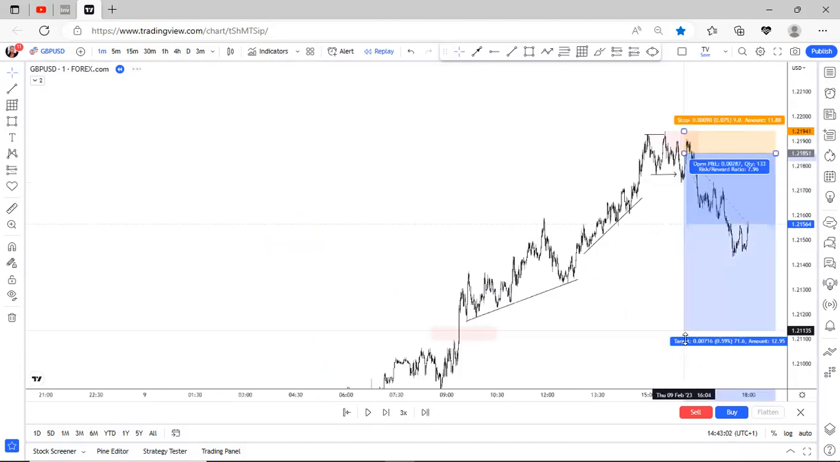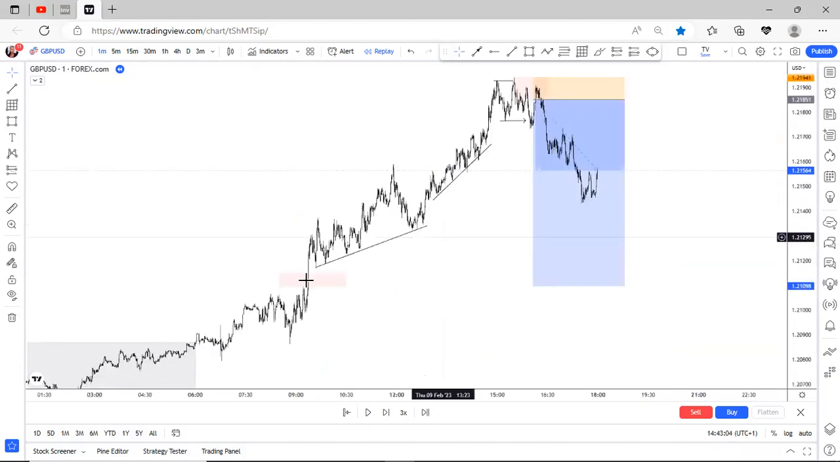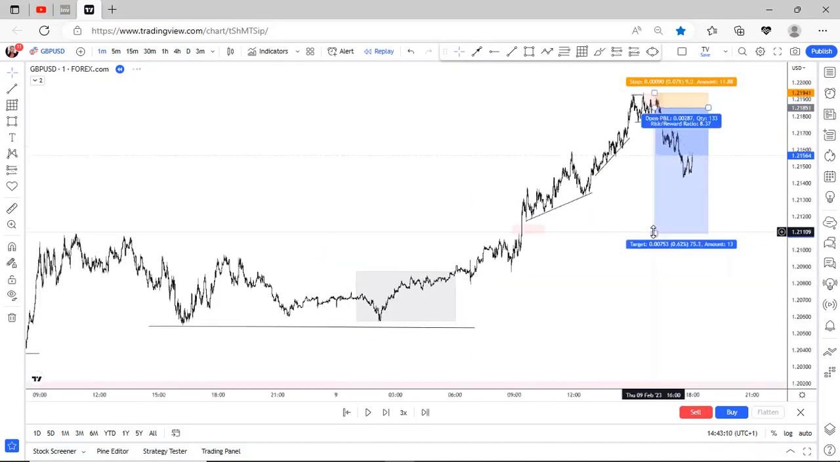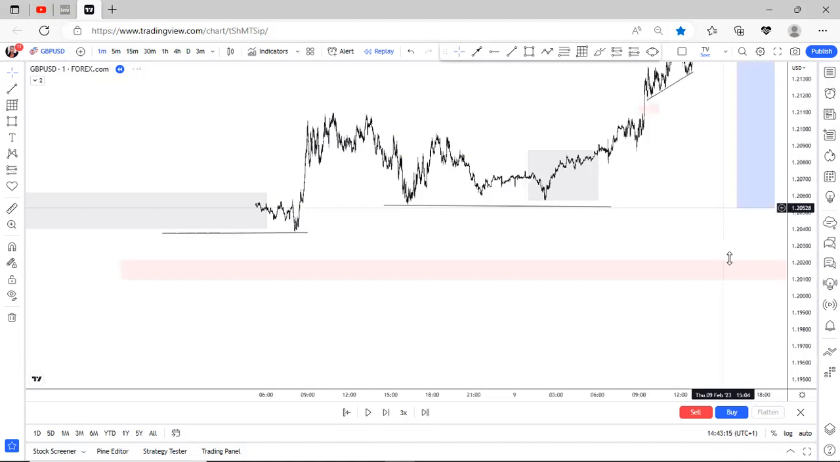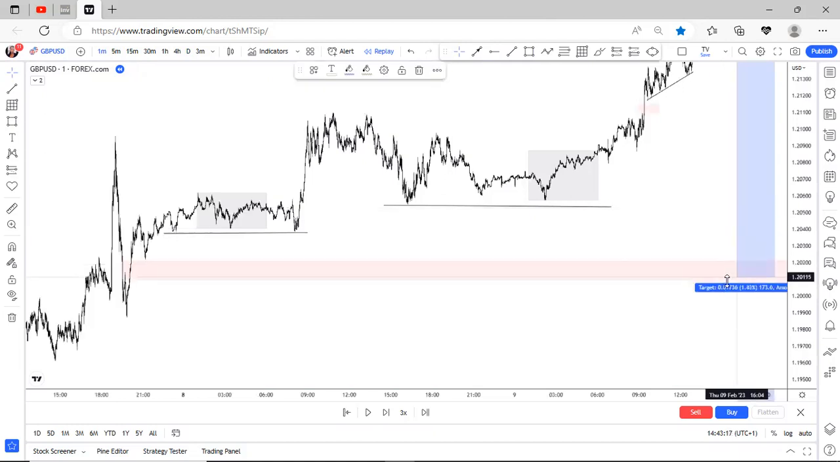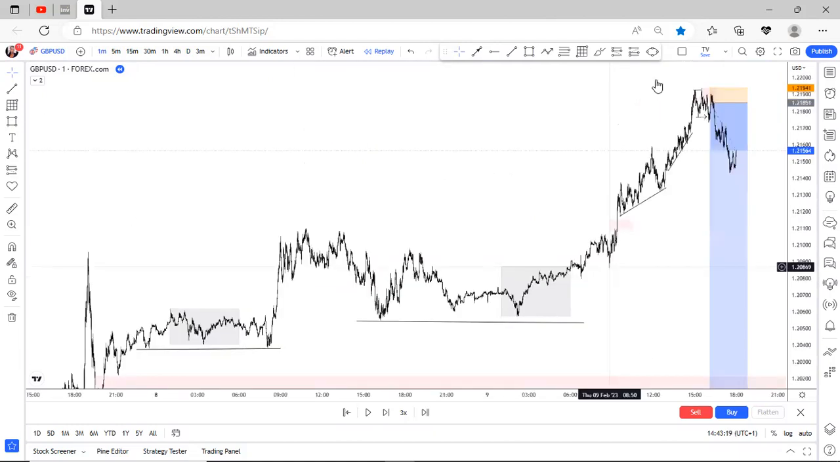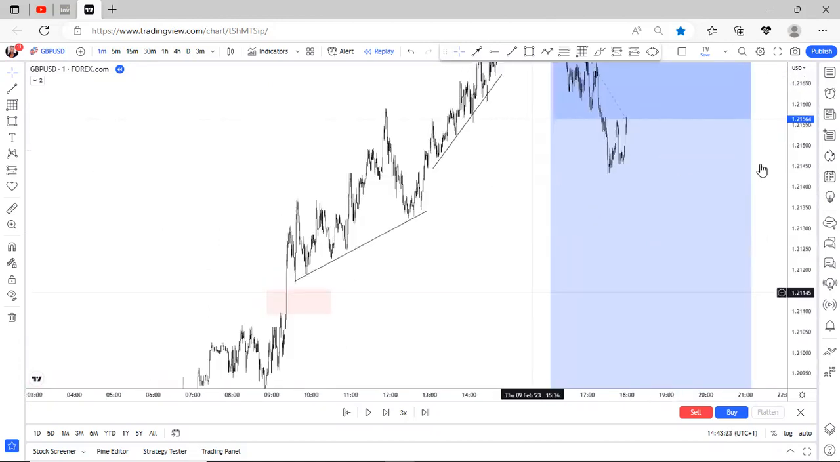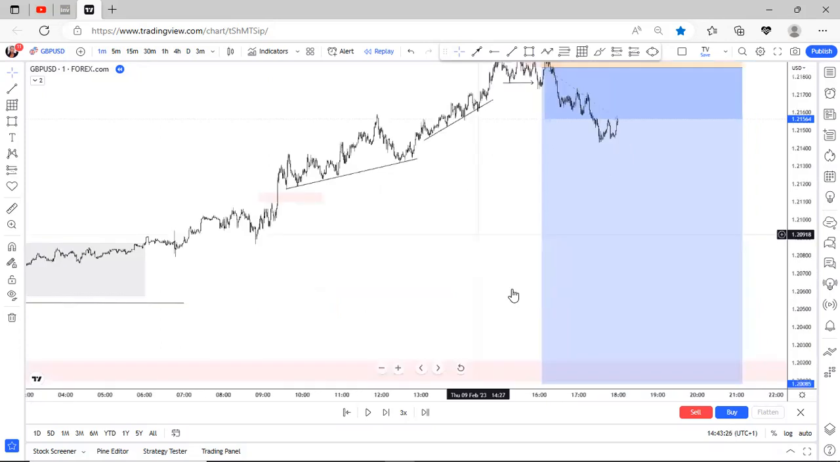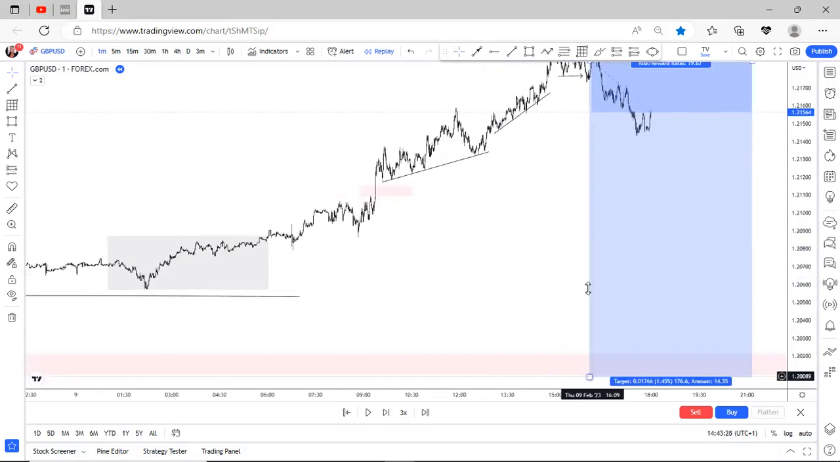Okay, you can either take your profits at this level as an intraday trader, but if you like to swing your trades, you still have more room. We have this Asian range low liquidity to be grabbed, and we also have this higher time frame FVG to be filled as well. Okay, so this is how you use liquidity and FVG. So on this particular day, I don't like to hold my trade.